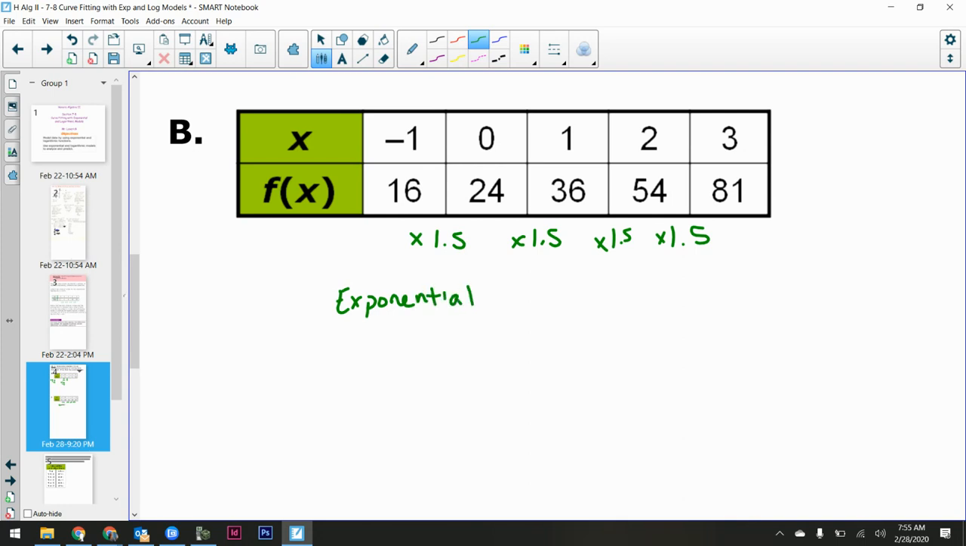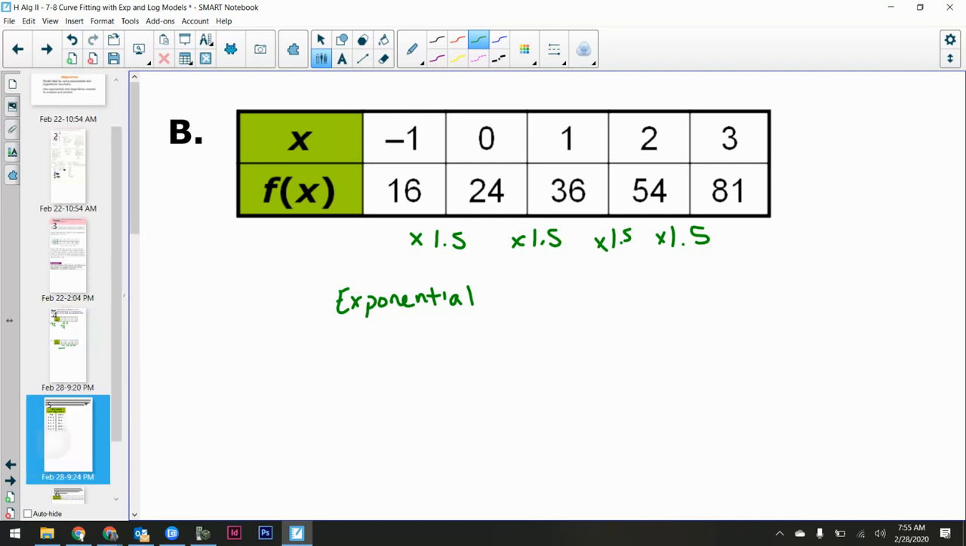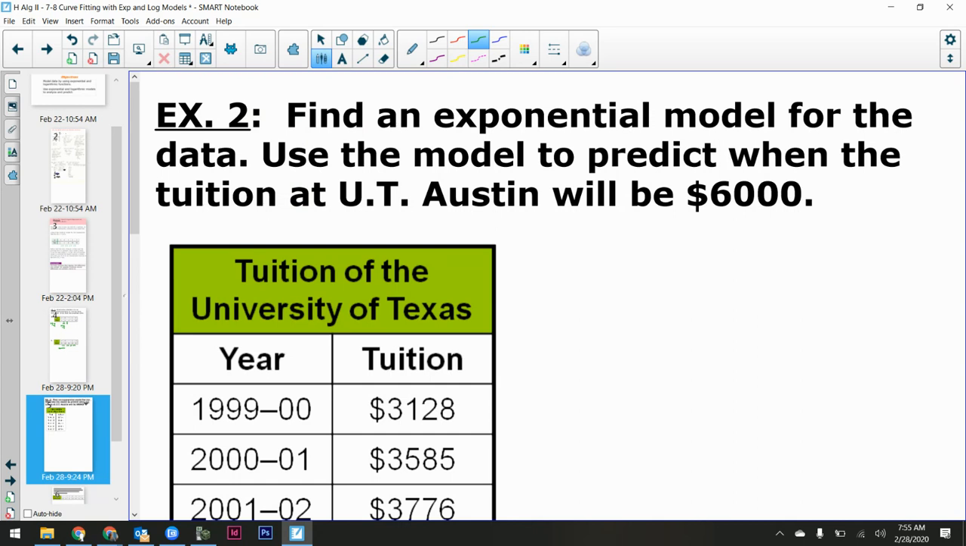Okay? So if there's a constant ratio, it would be exponential. If there's not, then it's not. All right. Okay, let's get out our calculators.